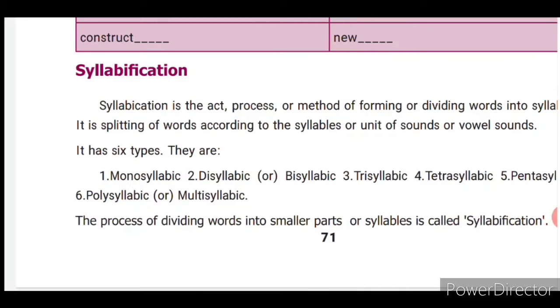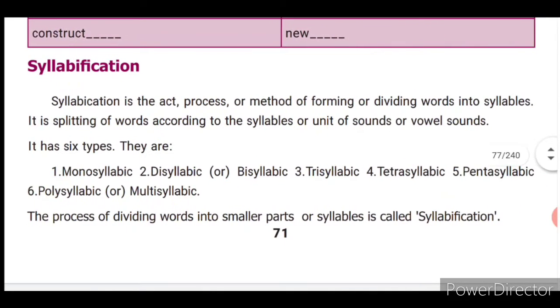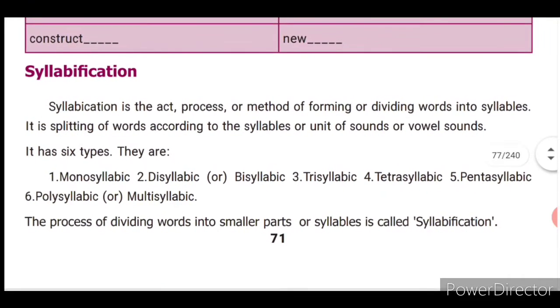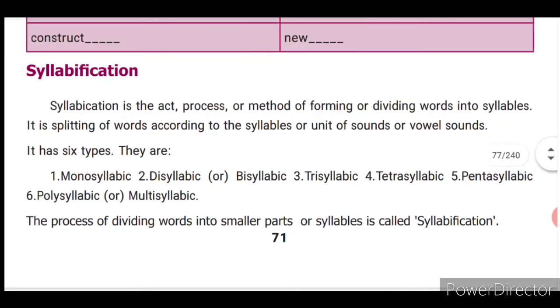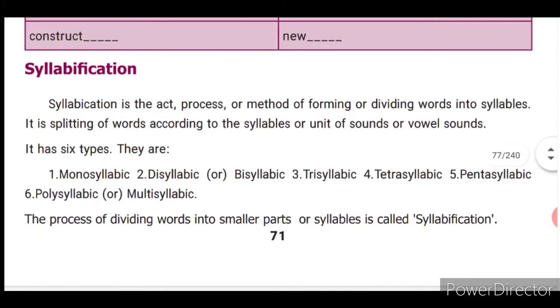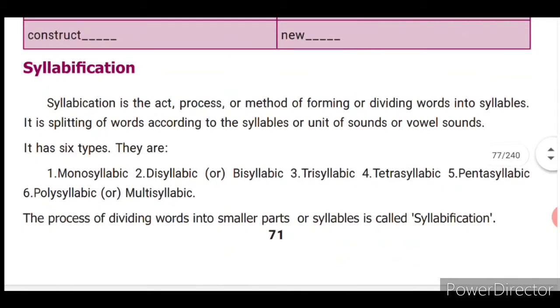Okay, so syllabification is the act, process or method of forming or dividing words into syllables. Actually children, syllabification is a process of forming or dividing words into syllables. It is splitting of words according to syllable or unit of words or vowel sound. So according to vowel sound or according to the unit of sound, it is getting split.